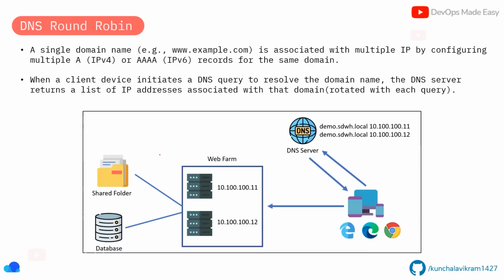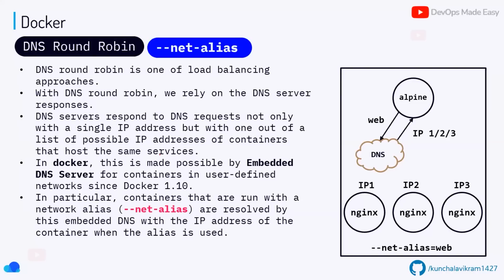Okay. So for example, you can implement DNS round robin load balancing within Docker using --net-alias.